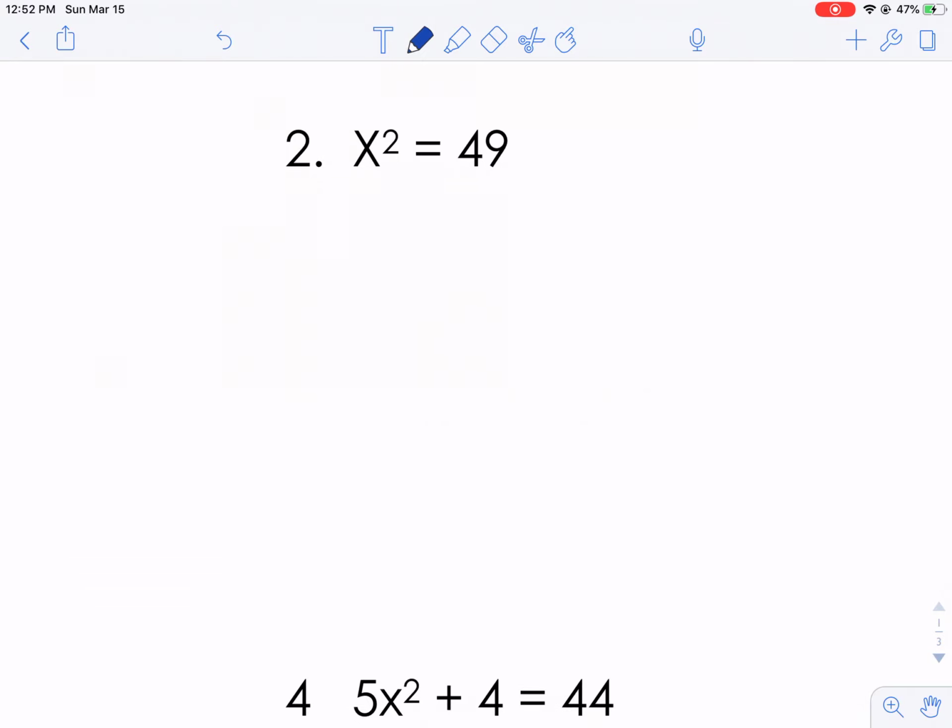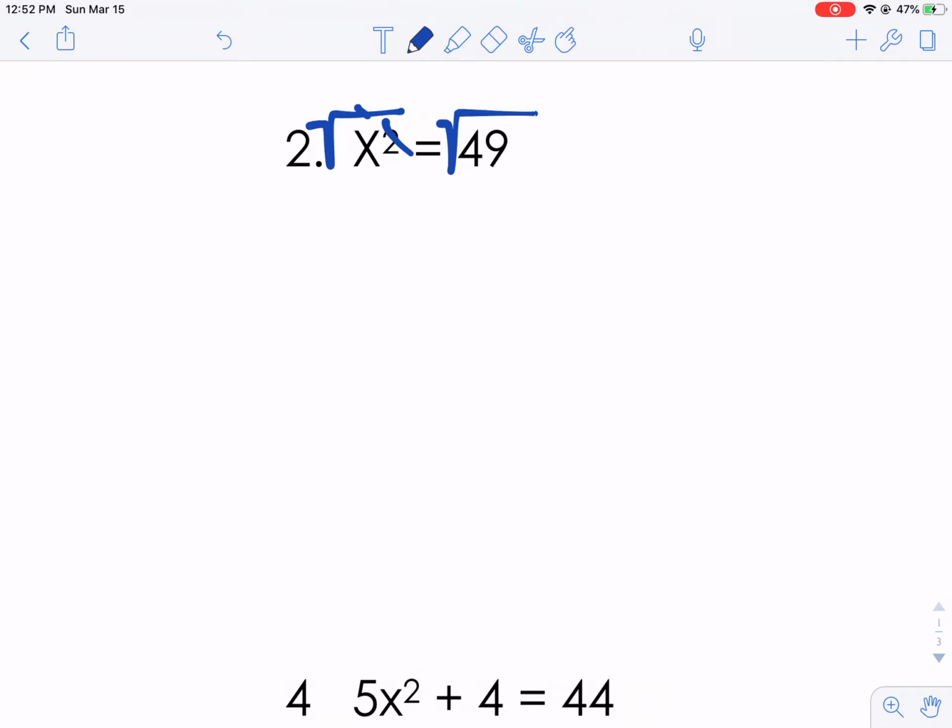Okay, example 2. At any point along the way, if you want to try a problem by yourself and see if you do it right, you can always pause the video, do it, and then come back and play the video to see if you did it the right way. So number 2, first step said isolate the term with the x squared. Well, it's already by itself, so our next step is to square root both sides.